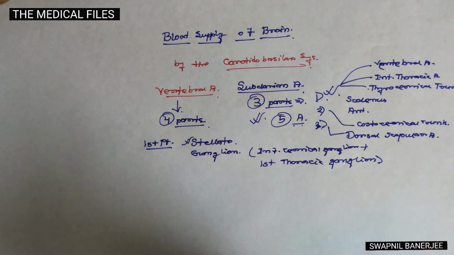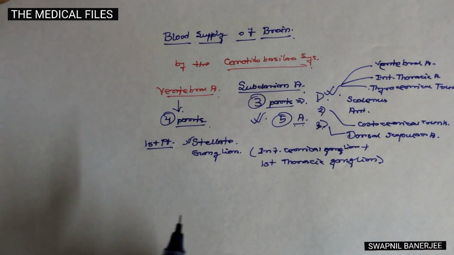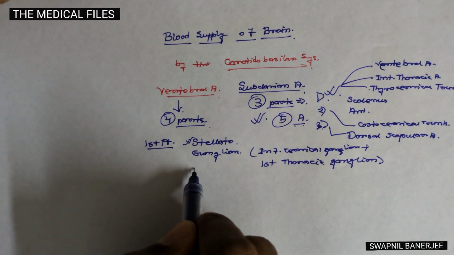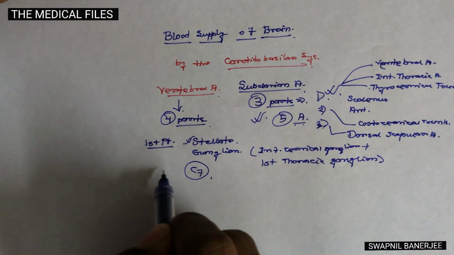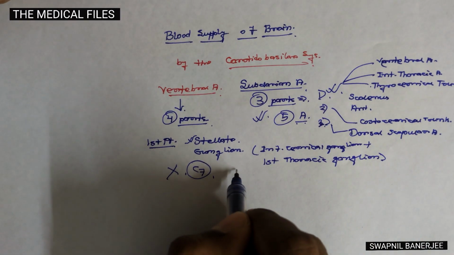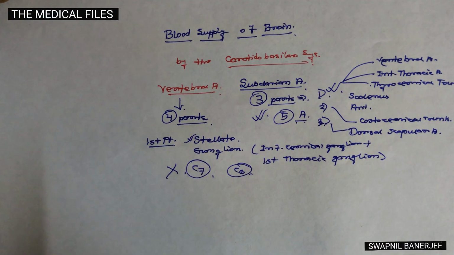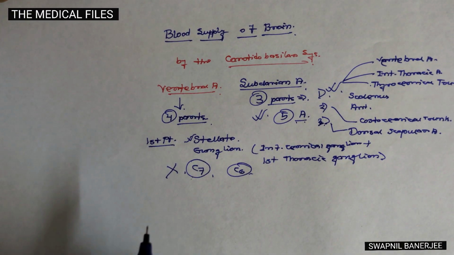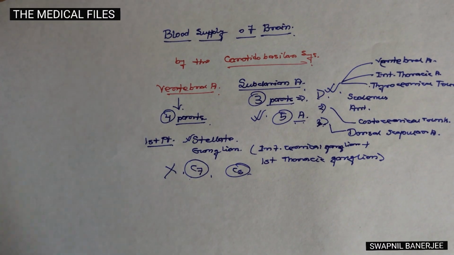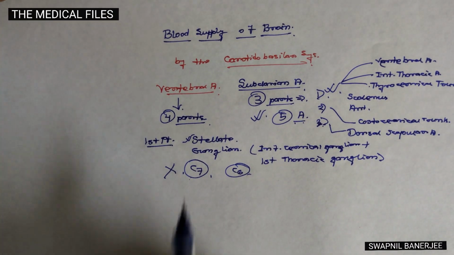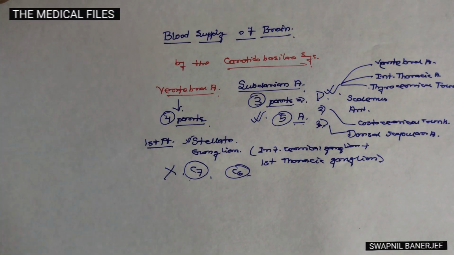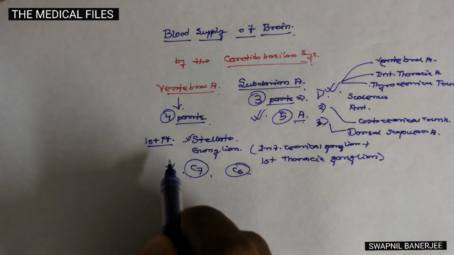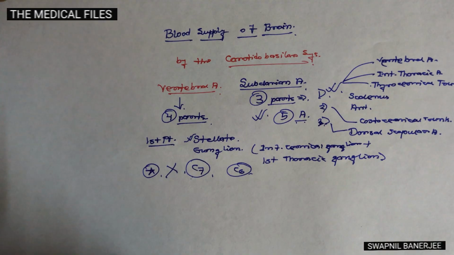So why is it very important? Because whenever we give a stellate block, we never give it at the position of C7. We give it at the position of C6. Why? Because at C7 the first part of the vertebral artery is in relation with the stellate ganglion. If we make any mistake, we have a chance of damaging the artery, and we never want that, right? So this is very important. You will have to remember this.